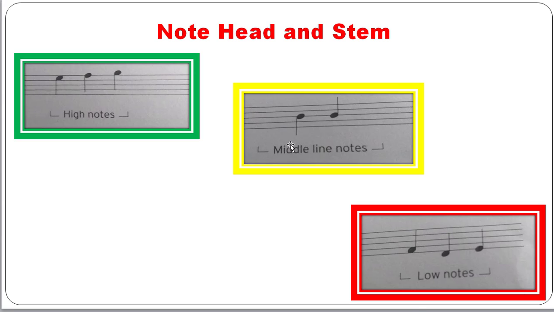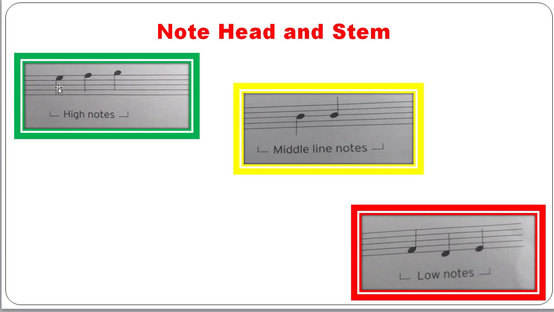Now coming to the second type. When notes are placed on the third line, they are called middle line notes. Only the middle line, which is the third line. When the notes are placed on the third line, not on the space, they are called middle line notes. Now coming to the top one.